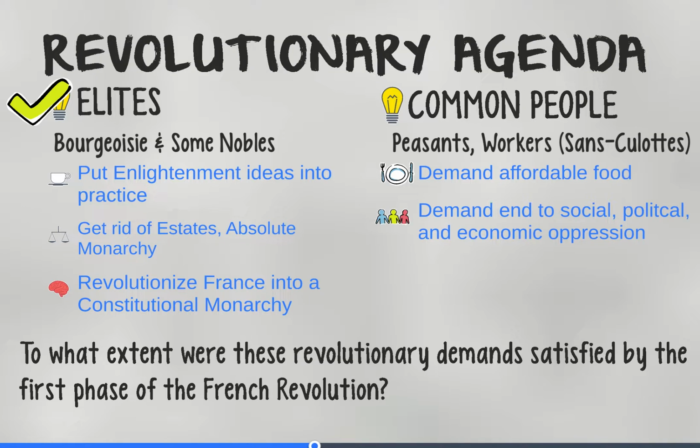So what they've achieved is an overthrow of the absolute monarch. There are now checks on the power of the king. They've gotten rid of the estate system to make everybody equal under the law. So they're putting these ideas into practice.